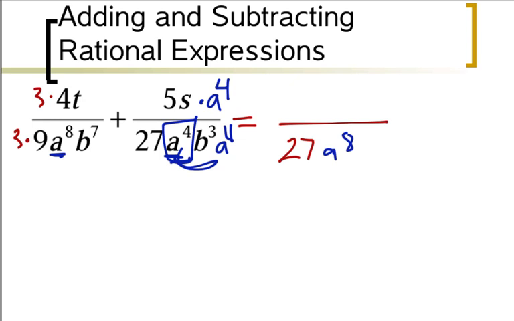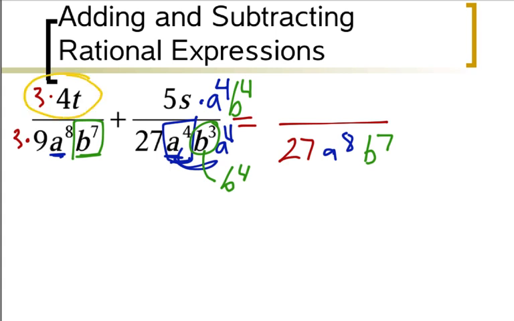And then notice that I've got b to the 7 here. This one's only got 3, so that means it needs 4 more. So I go ahead and multiply by b to the 4th and b to the 4th on top. And then I can go ahead and put that in my answer that I have b to the 7th as my common denominator. So now what you can notice is that the first part gave me 3 times 4t, so I just multiply those together to get 12t.